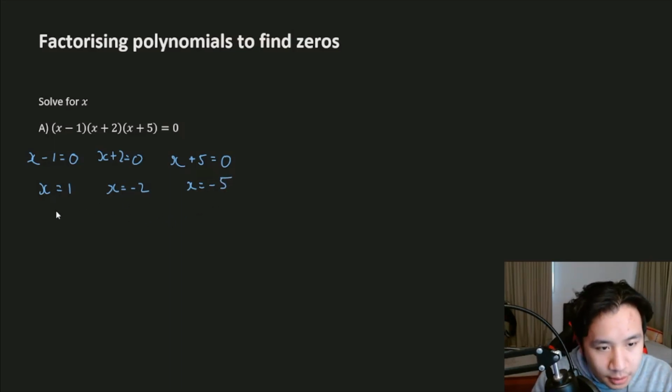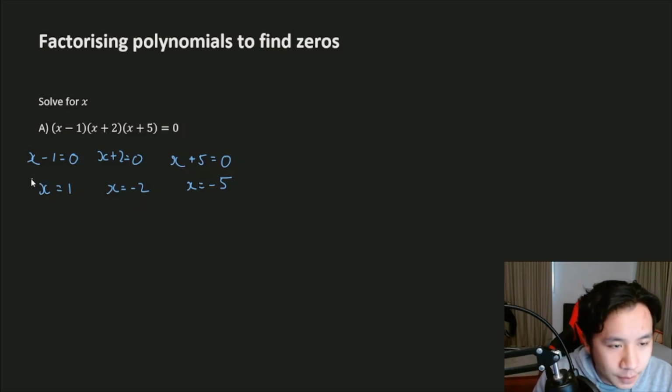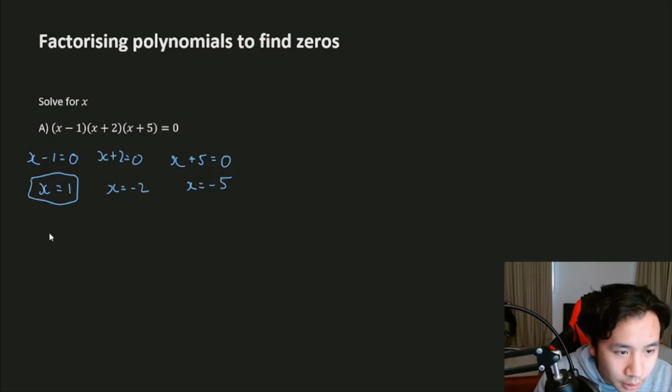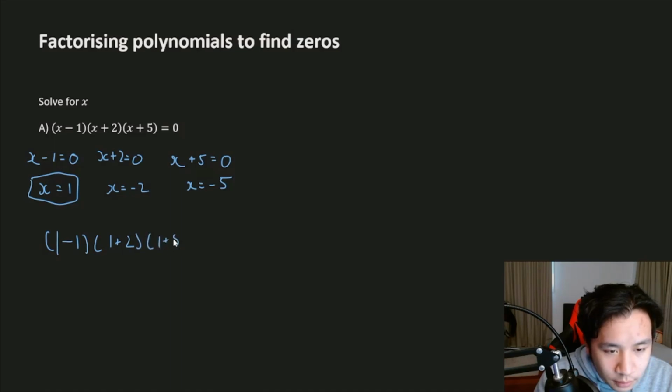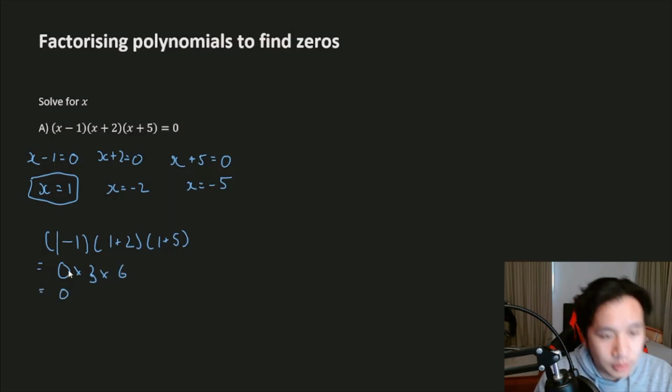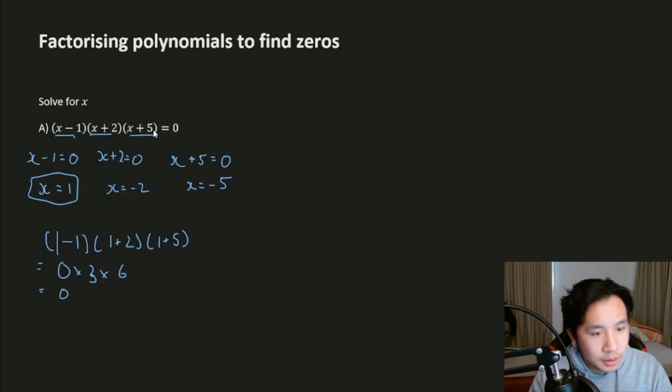And just to show how these are the solutions, let's say I sub in 1 into this whole equation. So 1 minus 1, 1 plus 2, 1 plus 5. So this is equal to 0 times 3 times 6, and this is obviously equal to 0. And so that's why one of these three has to be equal to 0.